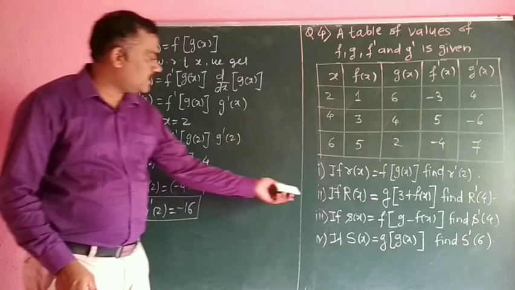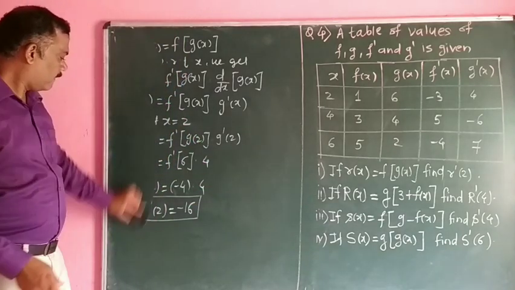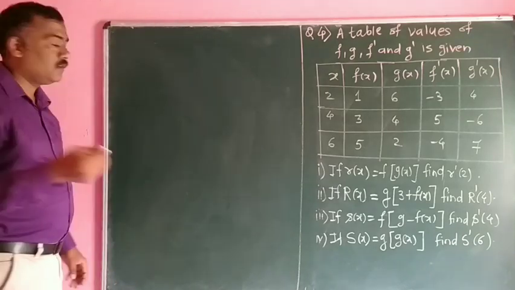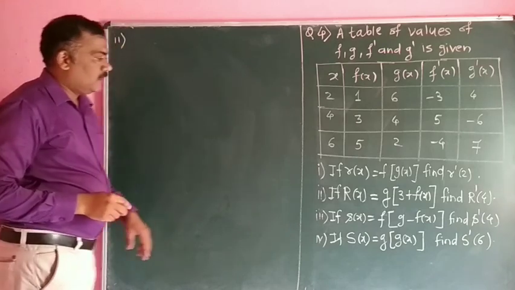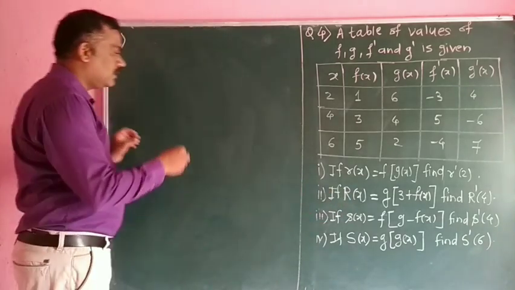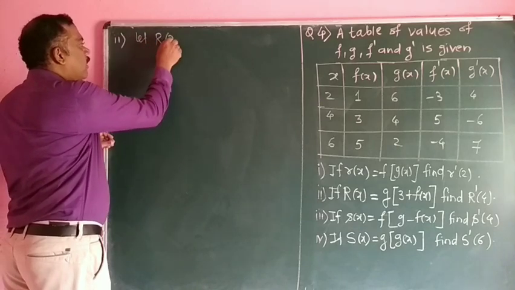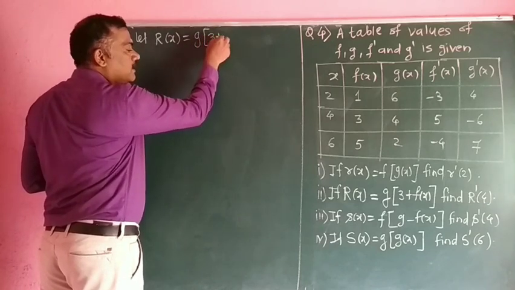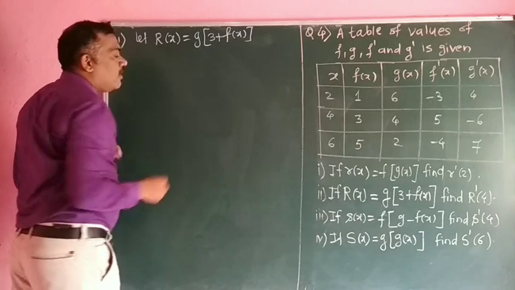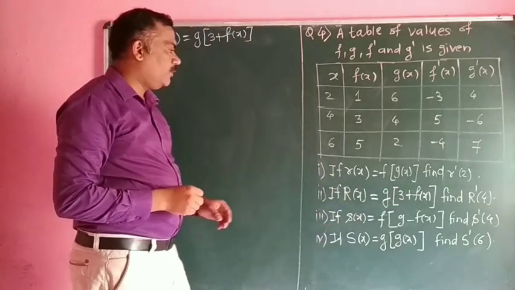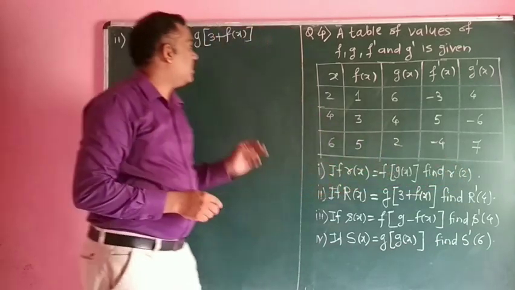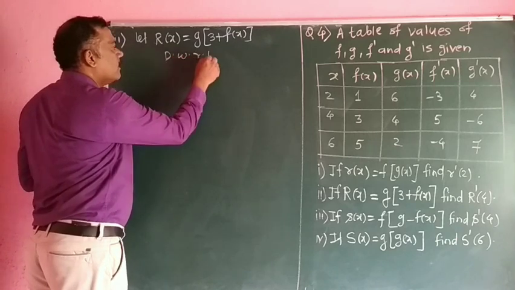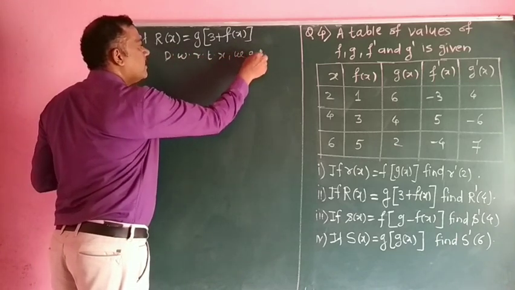Now we see the second one. What is the second one? Capital R of x is defined as: let capital R of x be g of 3 plus f of x. And we have to find the value of capital R dash of 4. So first of all we have to differentiate this R of x with respect to x.